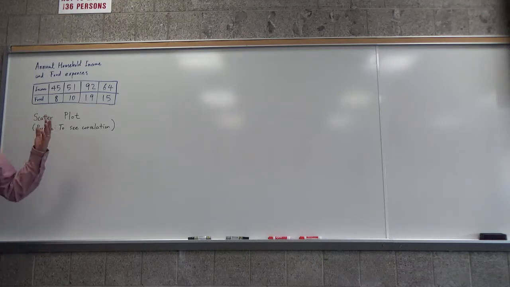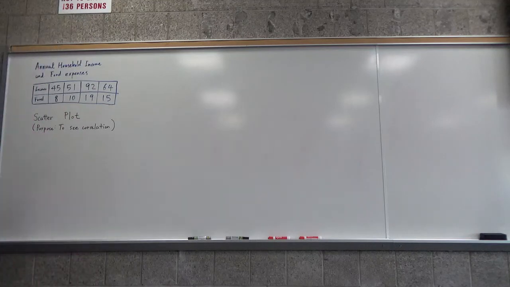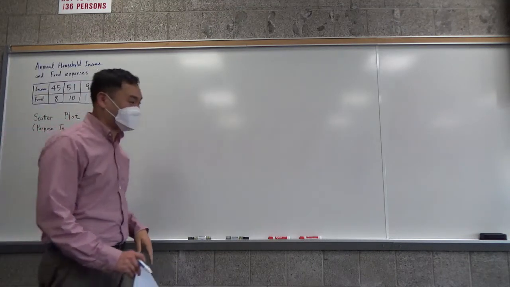Let's say you have a really big data on how much each household earns per year and how much they spend on food. And these are all in thousands. So one household earns $45,000 per year and spends $8,000 for food and so on and so on, which includes not just groceries, but outdoor dining and stuff like that.